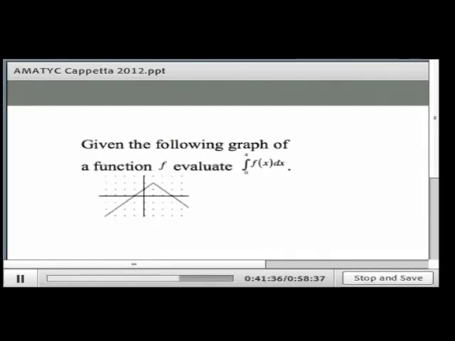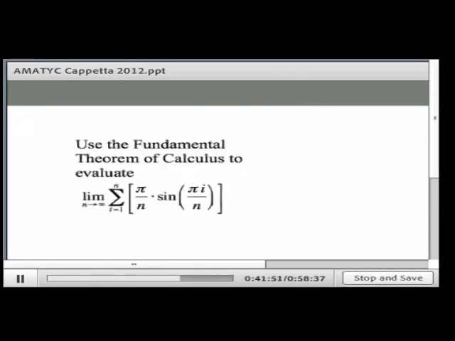Similarly, getting a visual interpretation of the definite integral. Can we evaluate the integral from 0 to 4 of f of x dx, identifying the area above the curve, the area below the curve, and making sense of that? This is becoming more standard in textbooks, I am happy to say about that.